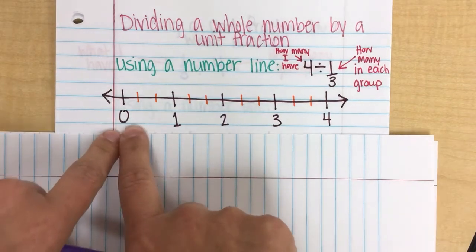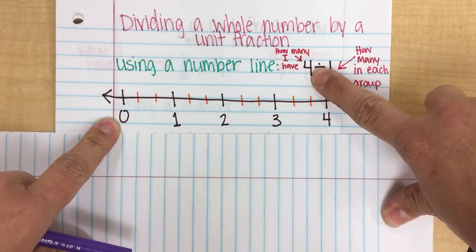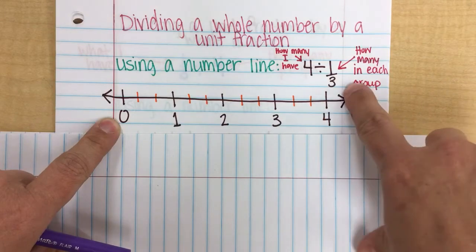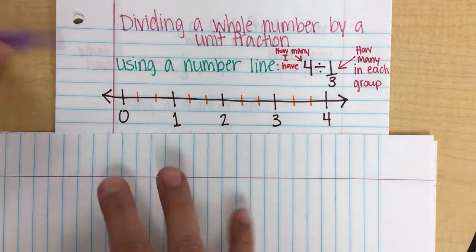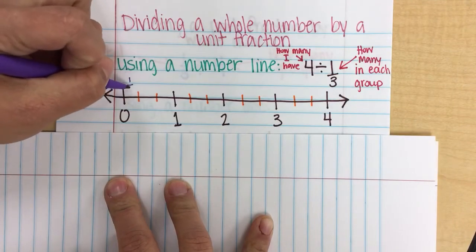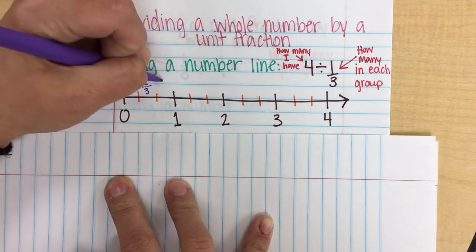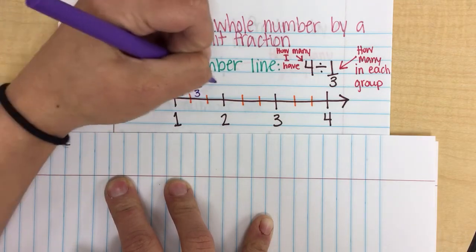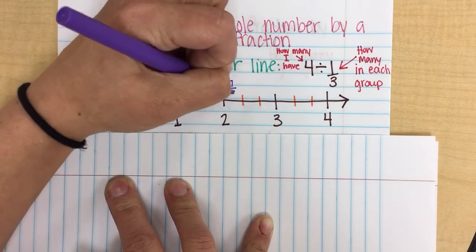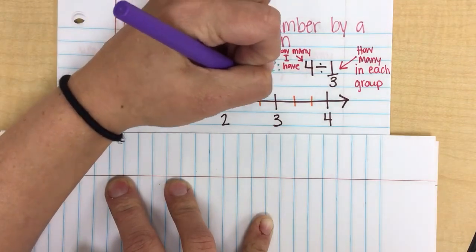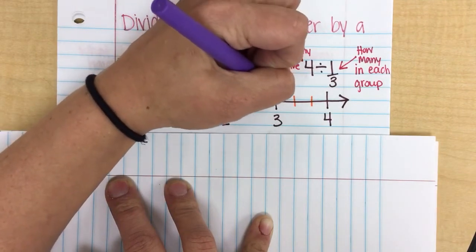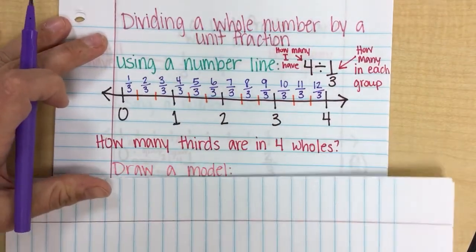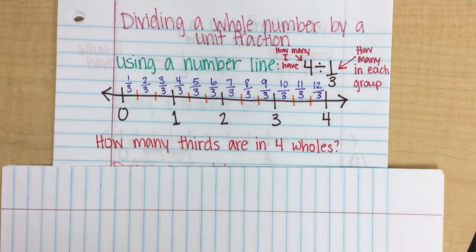So using this number line, I've divided it from 0 to 4 because I have 4 whole units here. And within each of those 4 whole units, in each group, I have 1/3. I've divided each whole into thirds. So here I have 1/3, that's 2/3, 3/3, 4/3, 5/3, 6/3, 7/3, 8/3, 9/3, 10/3, 11/3, 12/3.